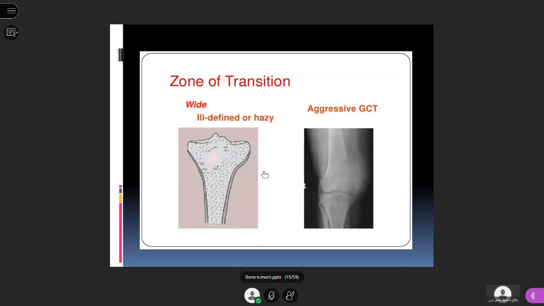So see here, this is wide zone of transition. You are not sure where the tumor is ending and where the normal bone is starting. That means the tumor has ill-defined borders. So see in the X-ray also that you are not sure about the margin up till where it is extending. So this is an aggressive giant cell tumor. Although giant cell tumors are benign tumors, this one is an example of an aggressive variety.